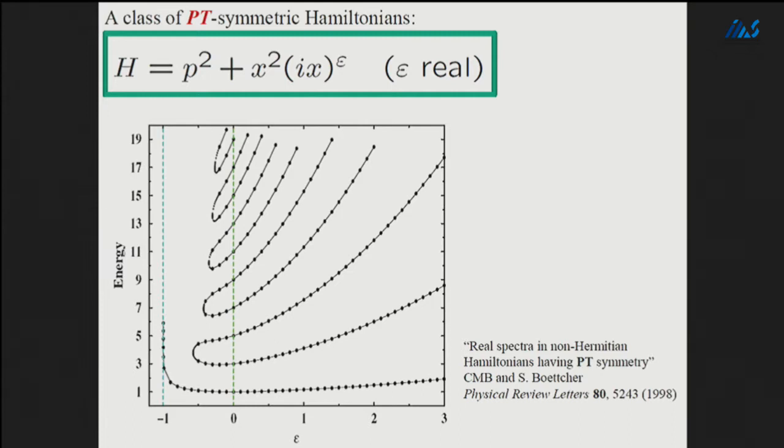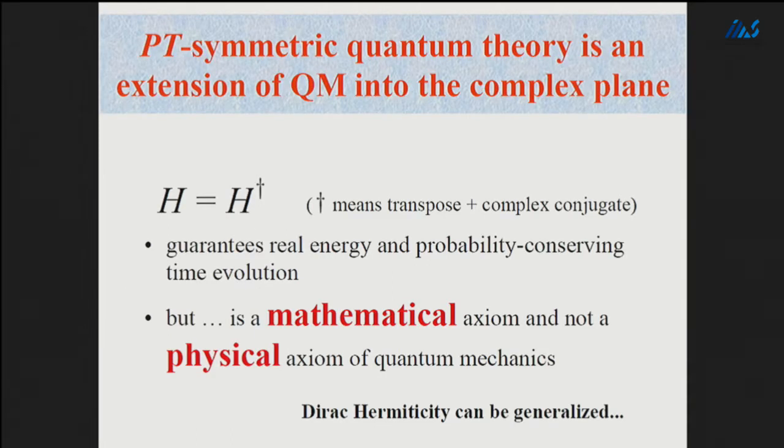Okay, so that Hamiltonian, the ix cubed Hamiltonian, is just one of a large class of Hamiltonians, and this is a whole continuous family of Hamiltonians, and the ix cubed Hamiltonian corresponds to epsilon equals 1. If you make a plot of the eigenvalues of this system of Hamiltonians, you see that when epsilon is positive, the eigenvalues are strictly real and positive and discrete. So PT symmetric quantum theory is an extension of quantum mechanics into the complex plane, and what I mean by that is the following: if you take a conventional Hamiltonian, which is Hermitian, H is equal to H dagger, dagger in this case means transpose and complex conjugate. This condition is a very powerful condition, and it guarantees that the energy is real and probability is conserved.